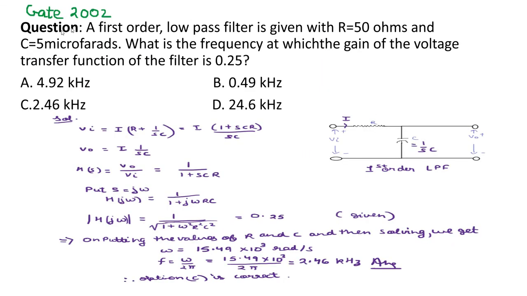Okay, now we have this question from GATE 2002. There is a first order low pass filter and the values of R and C are given, and then we have to find the frequency at which the gain of the voltage transfer function is 0.25. So gain of the voltage transfer function means the magnitude of the transfer function. And here from options we can see that the unit is in kilohertz, meaning you have to find f, not omega. So this is your first order low pass filter.